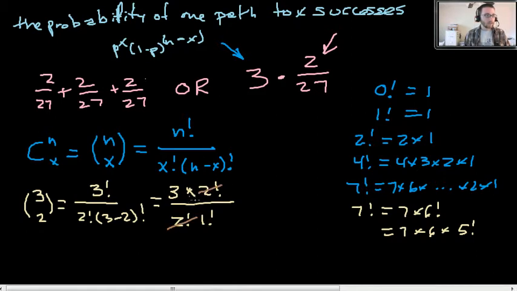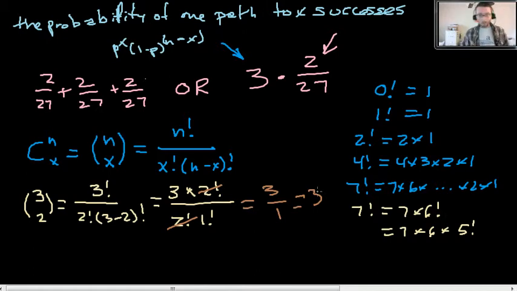3 divided by 1 equals 3. An intuitive way to think about this one is if you have 3 trials and you want 2 successes, then you have 1 failure. And there are 3 places to put that. That's what this 3 at the end comes to, right? You can put it in the first one, or the second one, or the third call, but those are the only 3 possibilities.